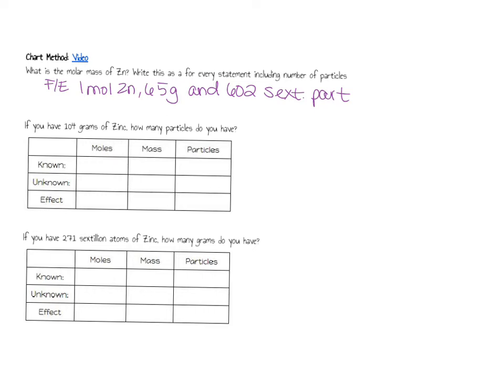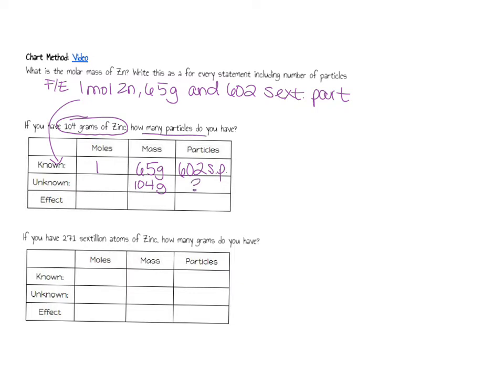So we're going to go ahead and take this whole for every statement, and we're going to put it into our known for every statement down here. So we know that for every 1 mole, there are 65 grams and 602 sextillion particles. I'm just going to initial that with SP just so we know that. Now the problem tells us we have 104 grams of zinc, and the question's asking how many particles do we have.